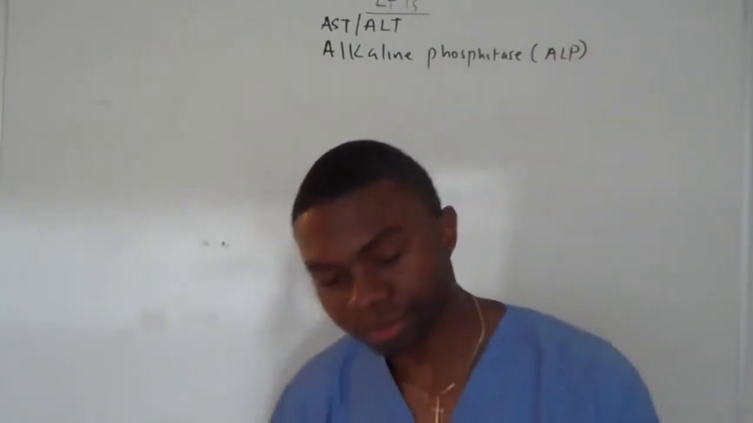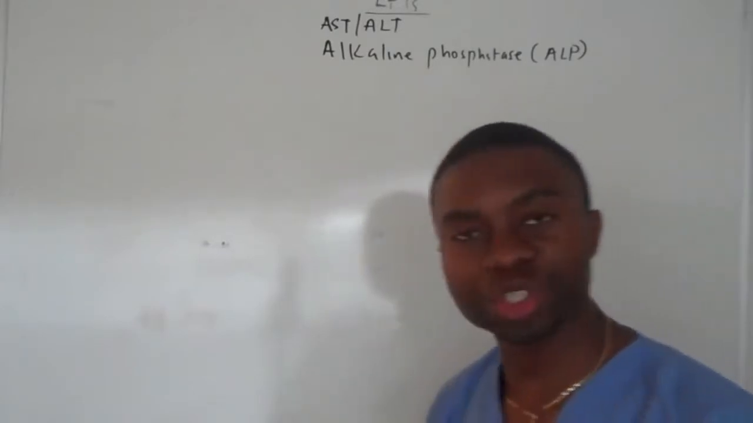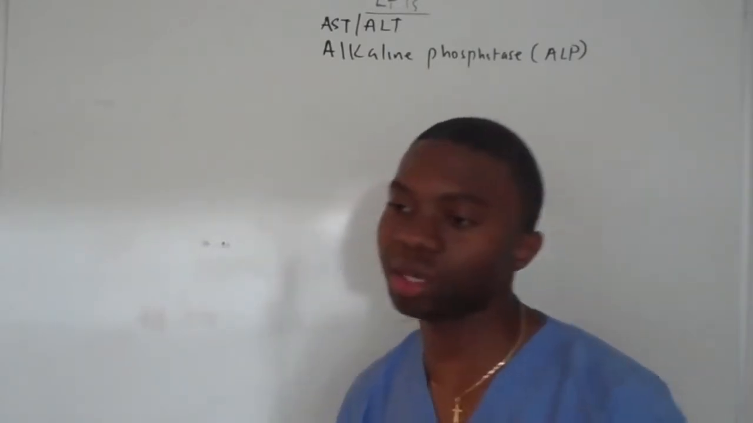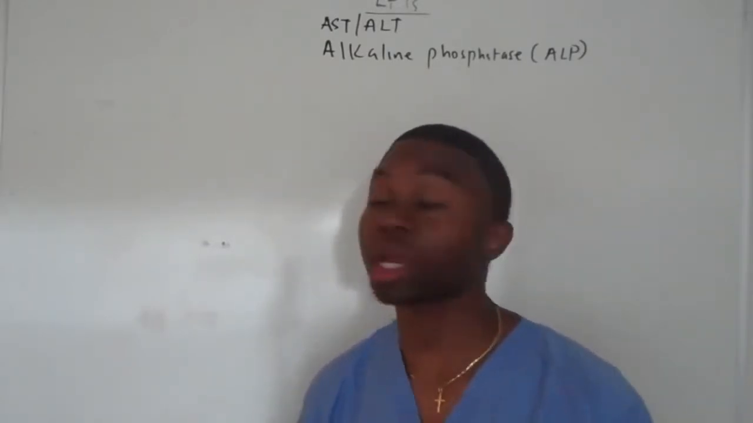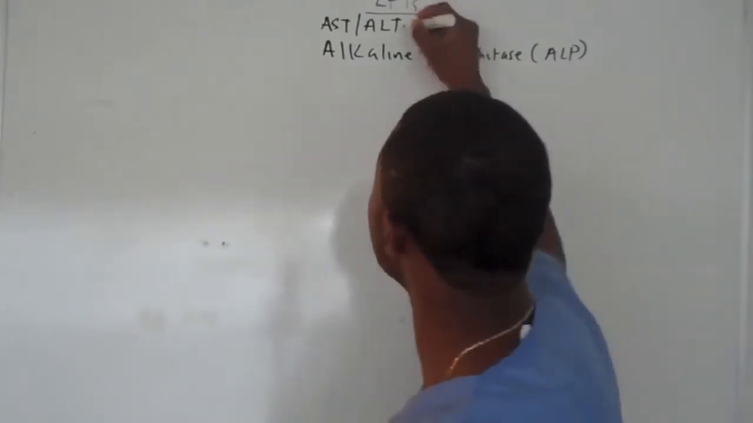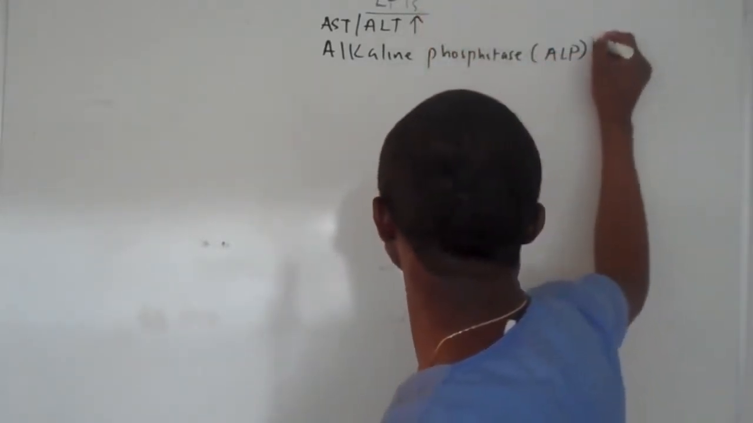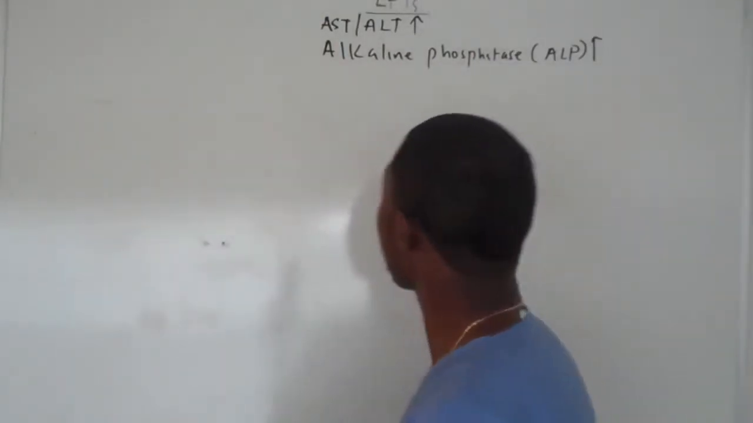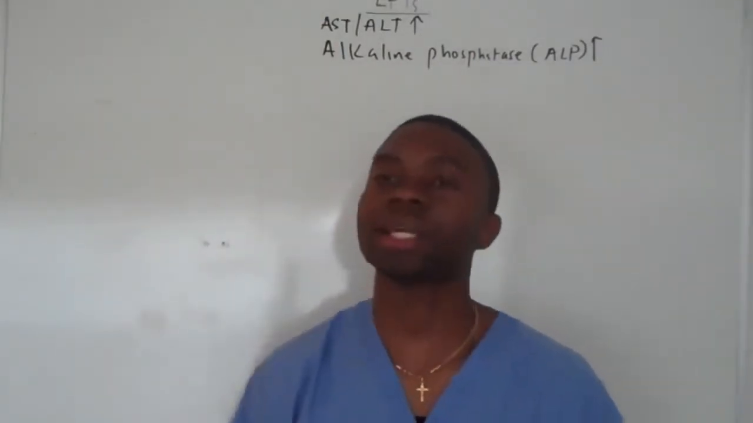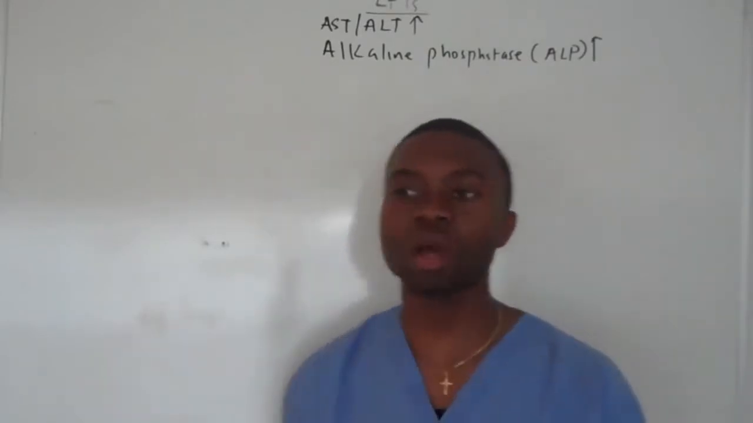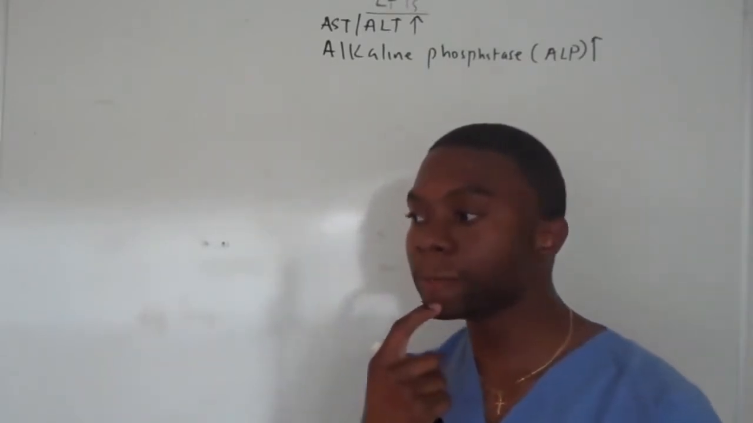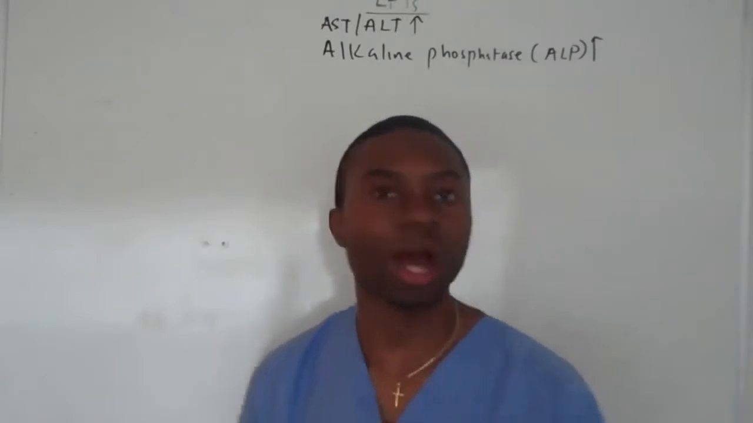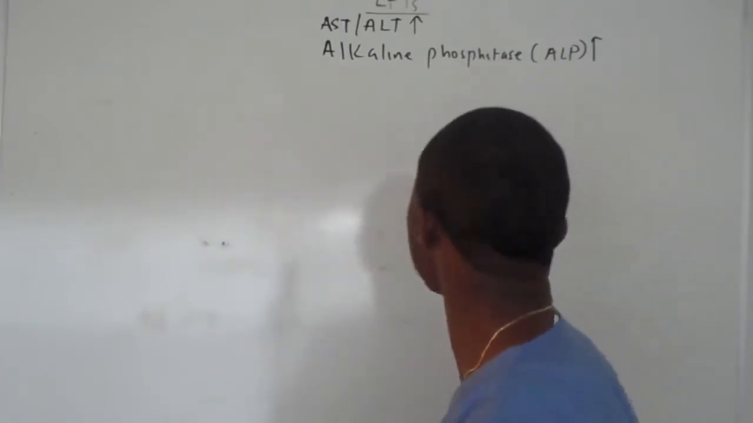Now, there's something interesting when you get your lab results back. You order your labs, they come back, and you notice your ALT and your AST are high, but on the other side, your ALP is too. Alkaline phosphatase. The attending asks, hey, medical student, what do you think is going on? You're like, I don't know. Nah, you will know in a minute, okay?